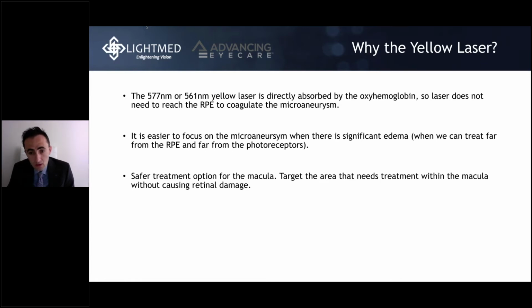And usually these microaneurysms are in the inner layers of the retina. And that keeps you away from the RPE and far away from the photoreceptors. Therefore, it's a safer treatment option for the macula, and it targets the area that needs treatment without causing retinal damage.